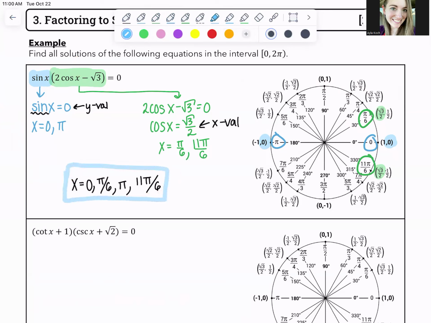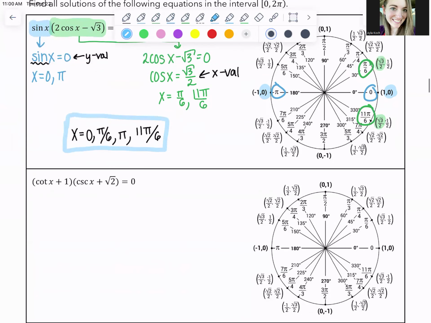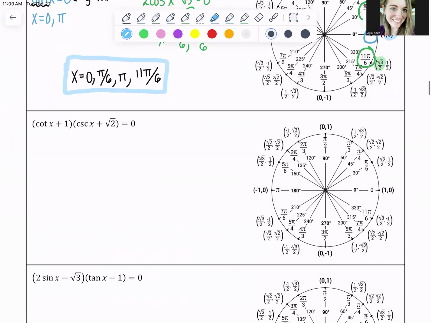And that's all these ones are. It really is that simple. We'll do another. We have one equation. We have two factors really. We're going to set each of these factors equal to 0.